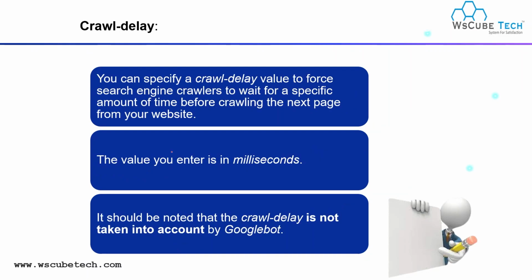Next we have crawl delay. With crawl delay, you can specify a crawl delay value to force search engine crawlers to wait for a specific amount of time before crawling the next page from your website. The value you enter is in milliseconds. It should be noted that the crawl delay is not taken into account by Google.